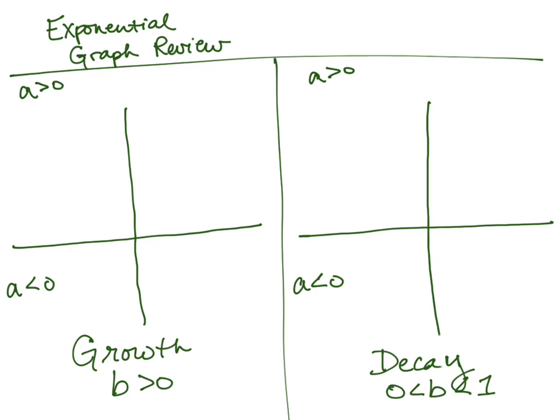All right, so exponential graph review. We're talking about functions in the form of f of x equals, what's the parent function or the general form of an exponential graph? A times b to the x. This is why we keep Joseph, he knows things. A times b to the x.